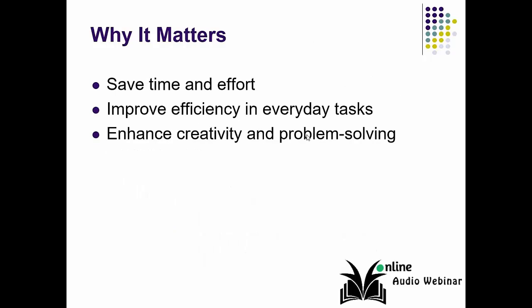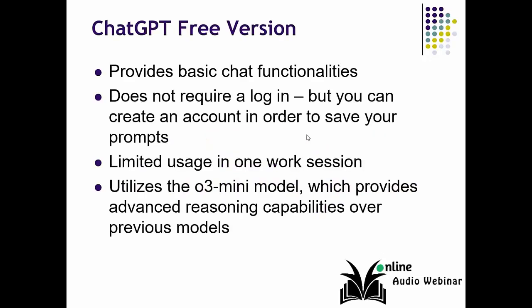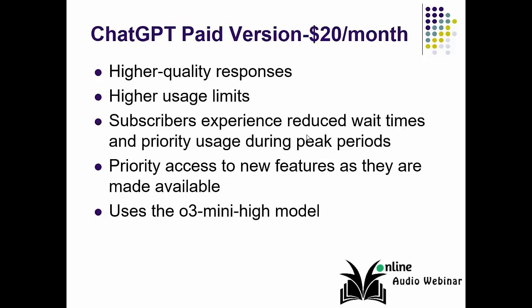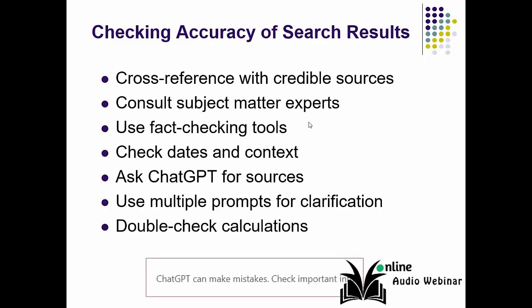So why does it matter to us? As I said, as of February 1st of this year, there was an update to ChatGPT, and there are basically two versions available. There's a free model and there's a paid model. It saves your prompts and it saves the responses to those prompts as well. Now the paid version is $20 a month. You get a higher quality response because the data pool it's pulling from has more information. So here's just a summary of the different models that are available. Each session is independent.